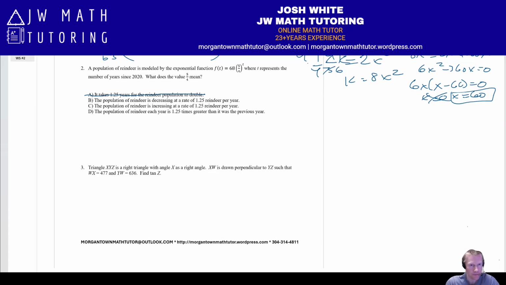And B and C, these are essentially if it was a linear function, increasing or decreasing by a specific number of reindeer per year. And of course, we don't even talk about 1.25 reindeer, fractions of a reindeer. So the correct answer for this one is obviously D. Each year that goes by, when you increase the t-value by 1, the overall population is going to be 1.25 times larger, 5/4 times the value, than it was the previous year. So correct answer for this one is just D.